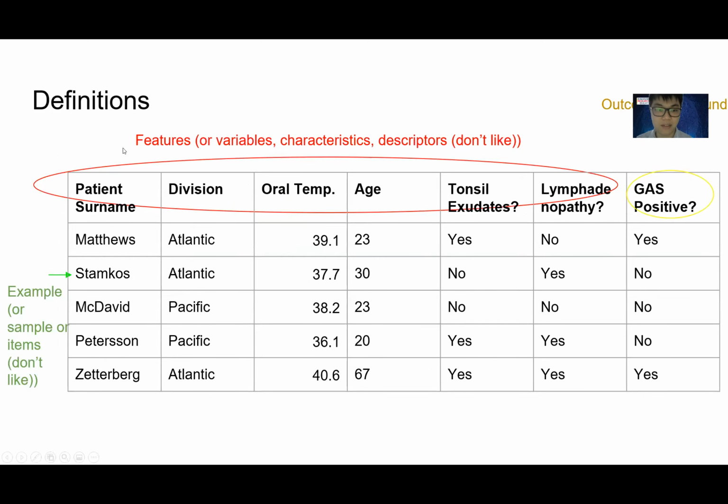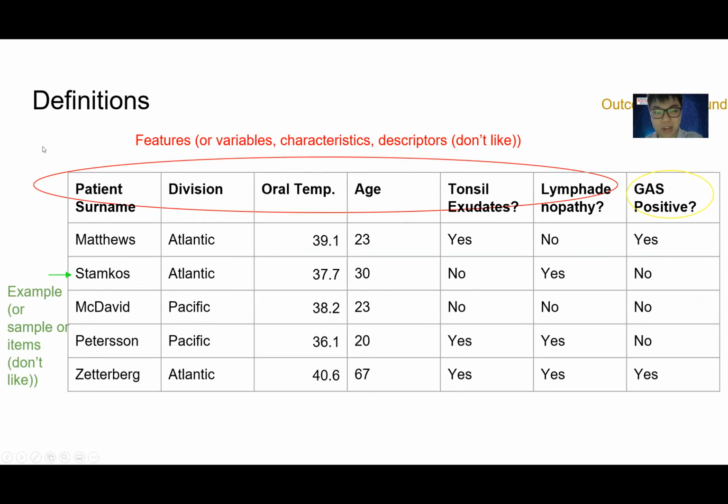So the definitions are: these variables, for instance, the surname of the patient, the division they play in, their oral temperature, age, we call these features. When we refer to features of some data set, it's the categories of the variables. Each individual set of features is called an example or a sample. So the second player's set of features will be the second sample. This is just to keep the language consistent.